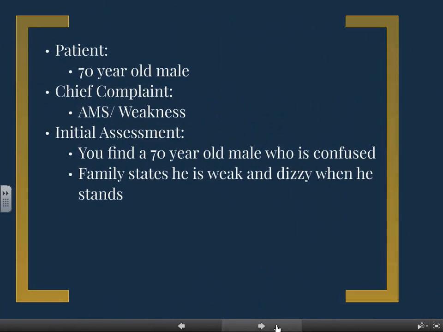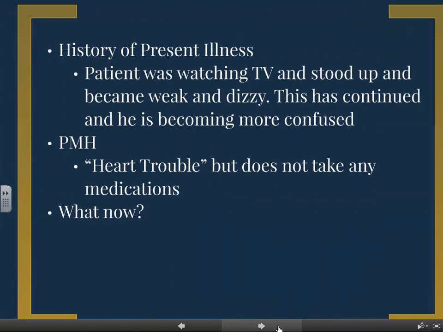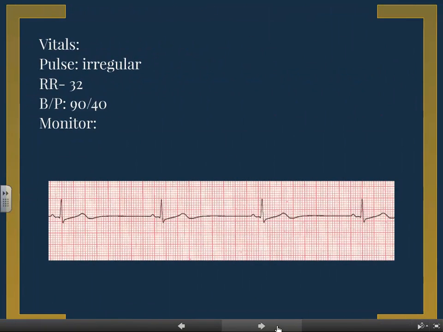All right, case 4. 70-year-old male, altered mental status, weakness. You find a 70-year-old male who is confused. Family states he is weak and dizzy when he stands. Patient was watching TV, stood up, became weak and dizzy. This has continued and he is becoming more confused. Has a history of heart trouble but does not take any medications. What now? Same thing as the other two, right?